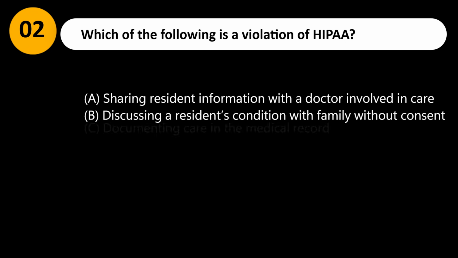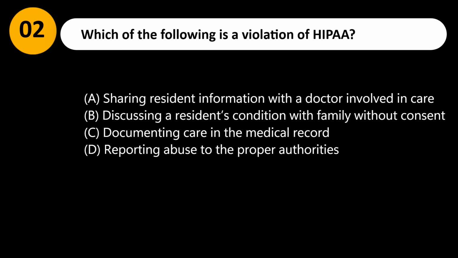Which of the following is a violation of HIPAA? A. Sharing resident information with a doctor involved in care. B. Discussing a resident's condition with family without consent. C. Documenting care in the medical record. D. Reporting abuse to the proper authorities.